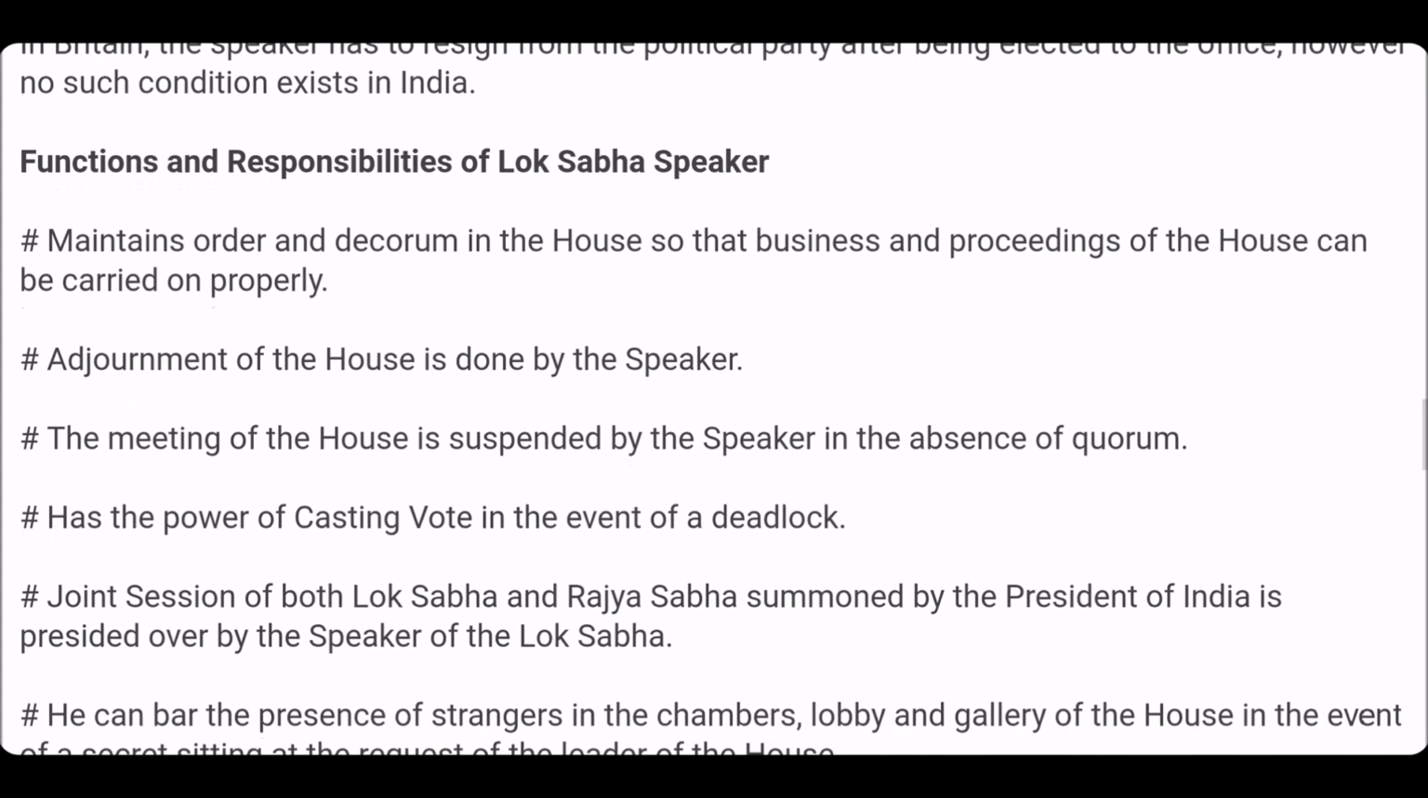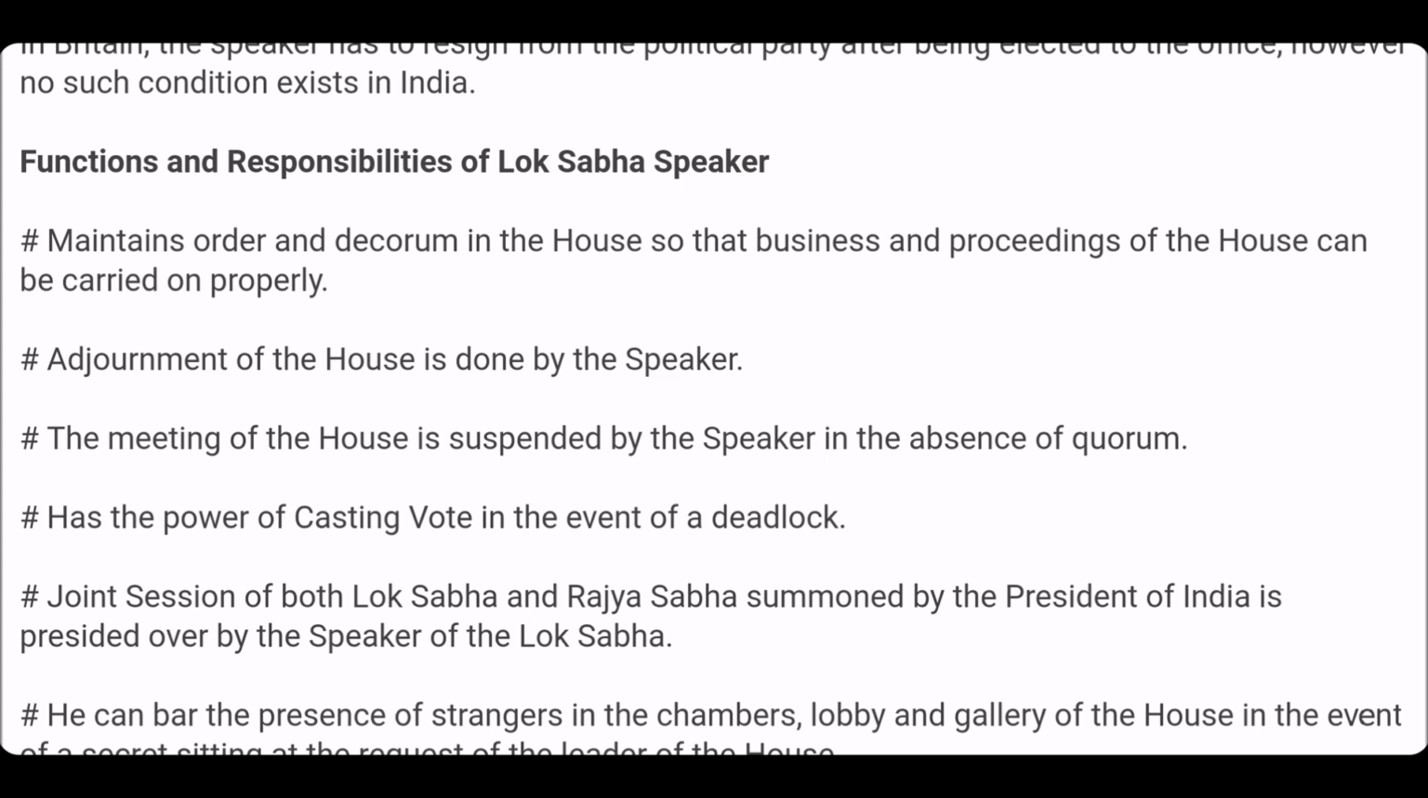Now we are going to see the functions and responsibilities of the Lok Sabha speaker. He maintains order and decorum in the house so that the business and proceedings can be carried on efficiently and properly. Adjournment of the house is done by the speaker. I will discuss in a separate video what adjournment is. The meeting of the house is suspended by the speaker in the absence of a quorum. Quorum: if 10% of the strength of the Lok Sabha is not present, then obviously the speaker will suspend the meeting of the house. The speaker has the power of casting vote in the event of a deadlock. This I have already discussed with you.